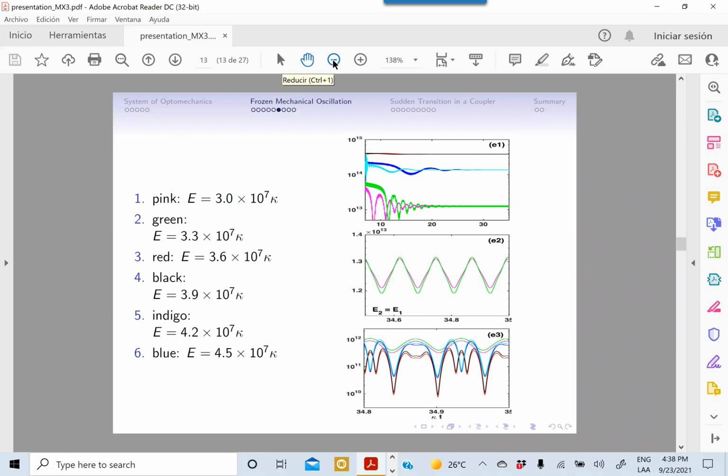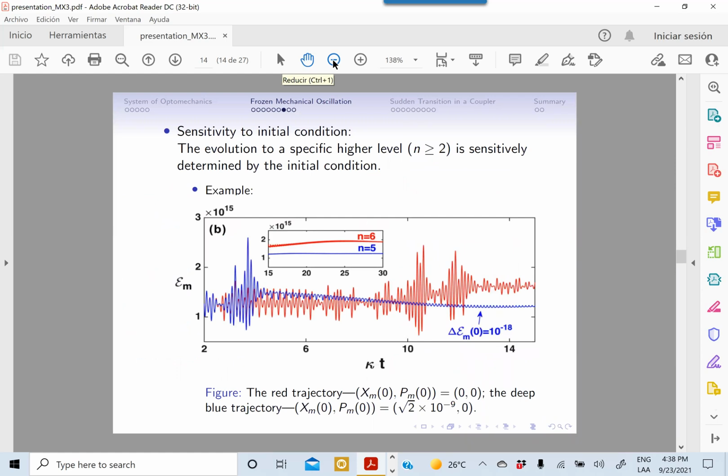We're going to talk about another interesting thing: the sensitivity to the initial condition. If the system evolves to a higher level, larger than or equal to 2, the evolution process will be very sensitive to the initial condition we choose. Here we just give an example.